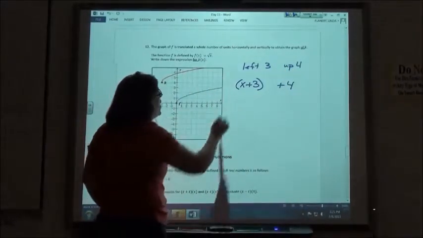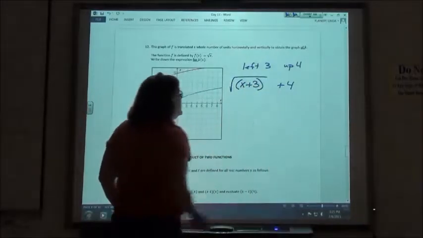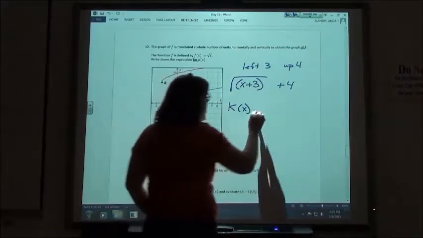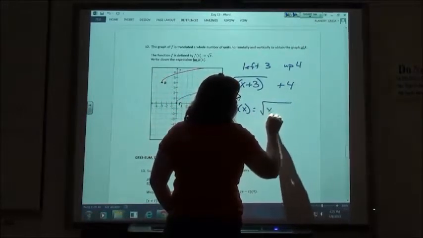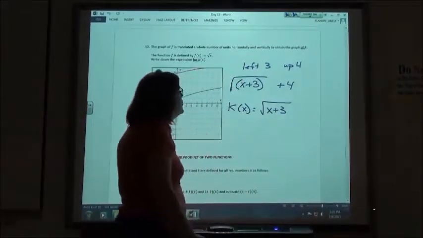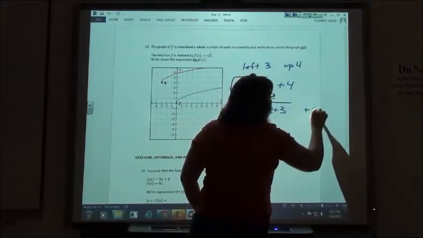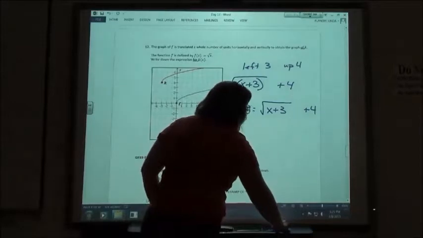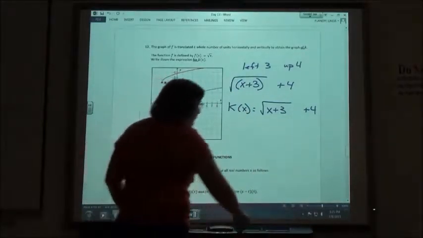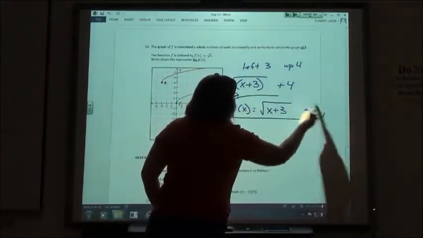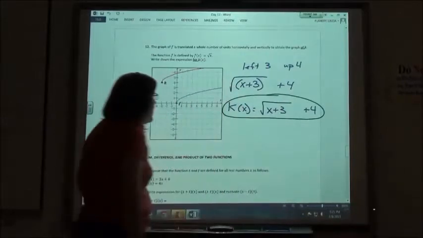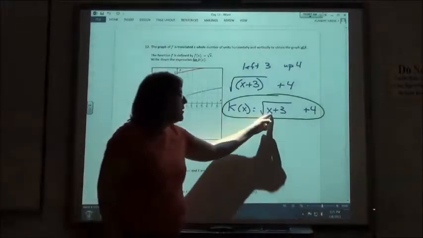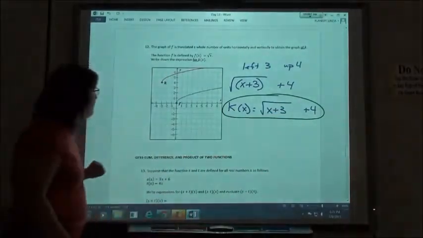This one has a square root over the x part of it. So again, for k of x, since this is under the square root, we really don't need the parentheses. It doesn't hurt if you put them there. But I have the square root of x plus 3, and the plus 4 is on the outside of the square root, so make sure you hit the space bar and get off of the square root. The plus 4 is going to go on the end. I should probably circle that. So my new equation, that shifts it 3 to the left, up 4, is square root of x plus 3, and plus 4.